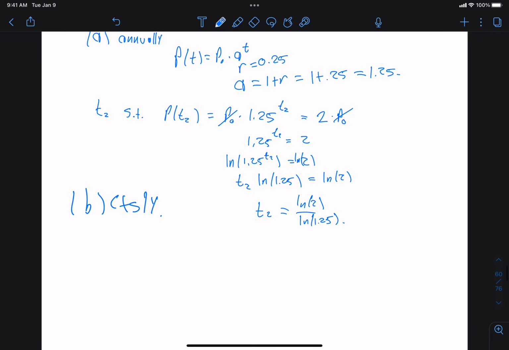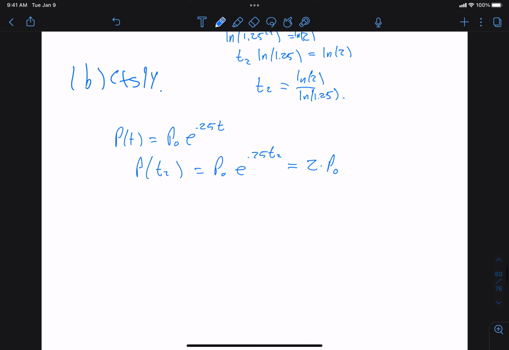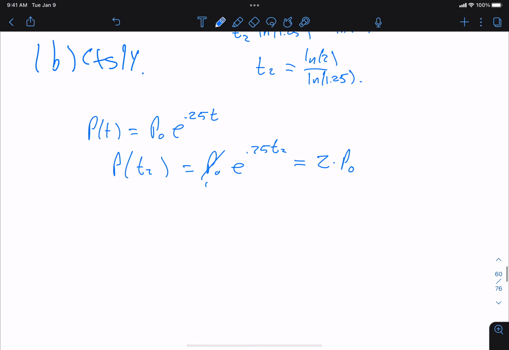So that's the annual version. Let me show you the continuous version. For the continuous version, we do P0 e to the 0.25 t. Okay? So the rate 0.25 becomes this k value in our formula. And now we want to know, again, what is T2 such that if you plug it in here, you get twice what I started with. So again, same process. Cancel, cancel, log on both sides. You get 0.25 T2 equals ln of 2. So T2 equals ln of 2 over 0.25.